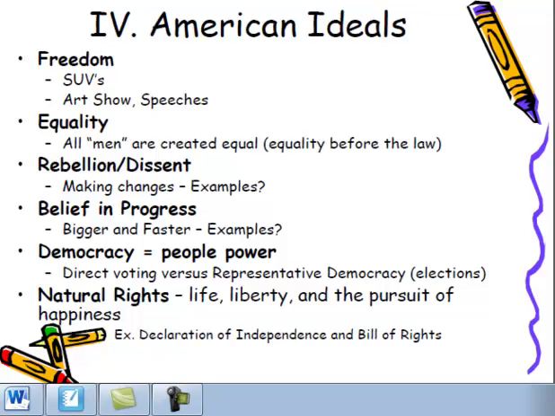So, basically American ideals. Freedom, right? That's like number one American ideal, right? People come here, pursue the American dream, have freedom, right? Agreed? Yeah? You like freedom? Yeah? Do you guys feel free?